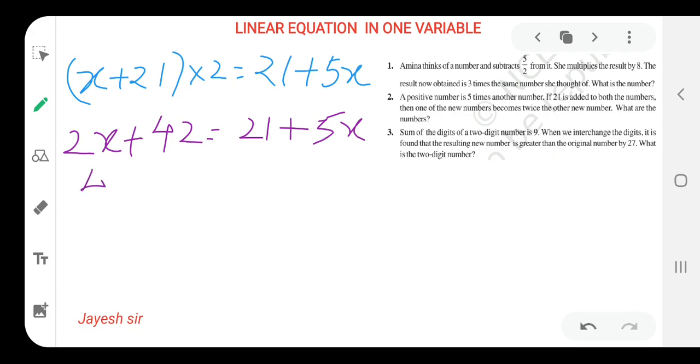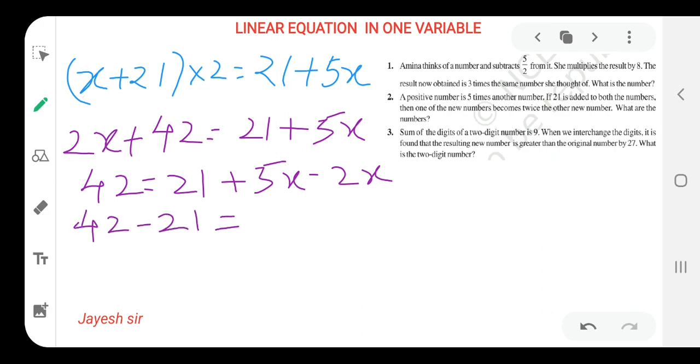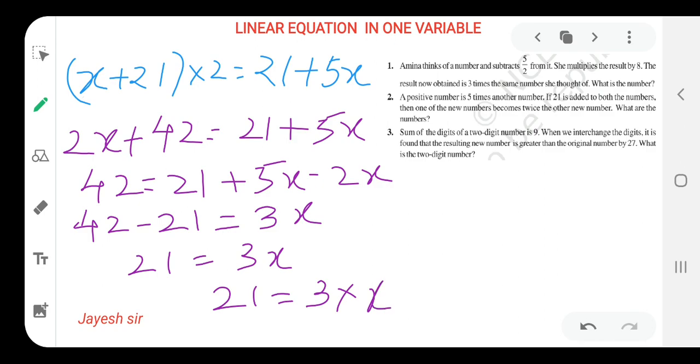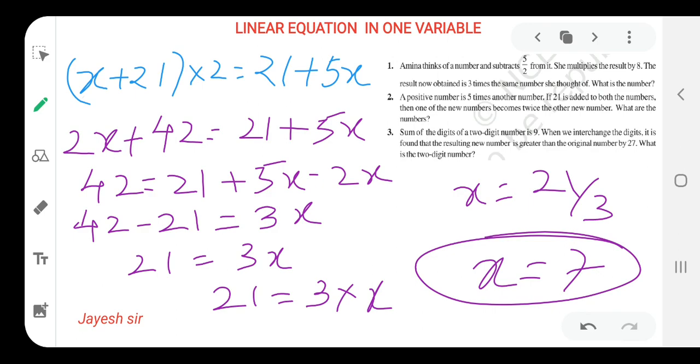Yes, so 21 plus 5x minus 2x, this thing we can do, and 21 is positive over here. After going that side, it will become negative: 42 minus 21 as per transposition theorem, and 5x minus 2x will become 3x, we all know. Now 42 minus 21, that is 21, is equal to 3x, and 3 and x are in multiplication over here. So as per transposition theorem, after going that side, it will become division, and the value of x will be 7. I hope you all might be getting it, friends.